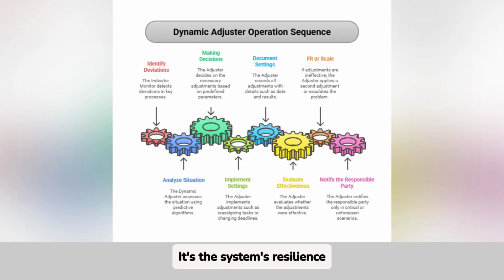It's the system's resilience layer, because no matter how well you plan, deviations can always occur. External factors, market changes, human error. This subagent ensures that the system is detected, reacted to, and restabilized without slowing down operations or overwhelming those responsible. It's a kind of digital immune system for your company.